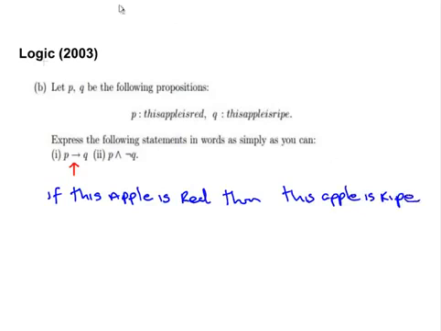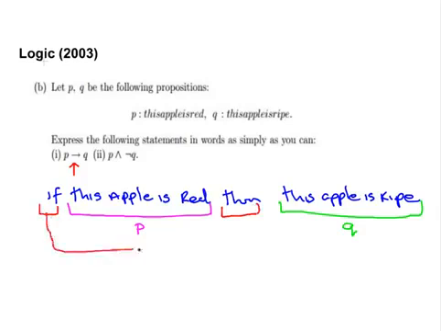Okay, so let's just break that down again. This part here is P. This part here is Q. And this part here is the implies operator. So if, then, which is to say the implies operator.